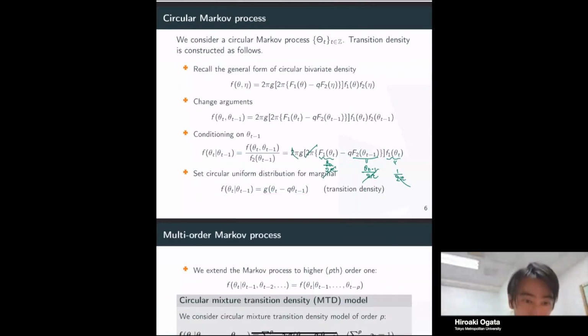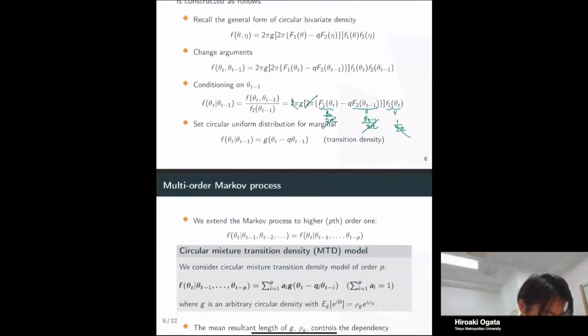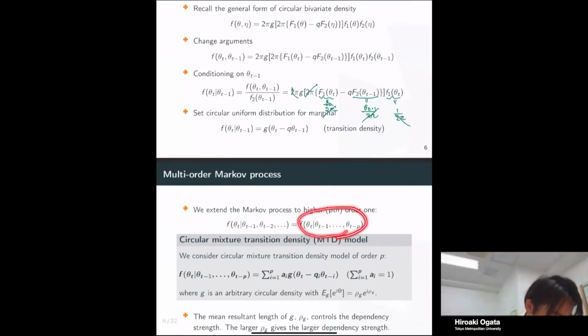Now, we want to extend this Markov process to a higher order one, order p. So we want to construct the transition density of this order p Markov process. The construction method is very simple: just a mixture of this transition density, like this. This is our model, called the circular mixture transition density model with order p.